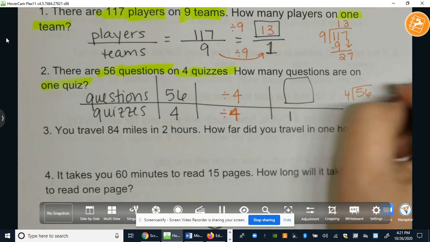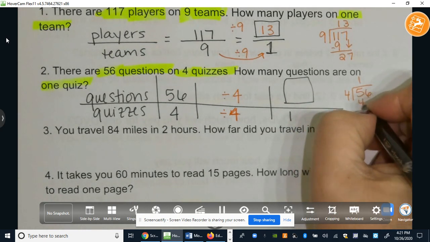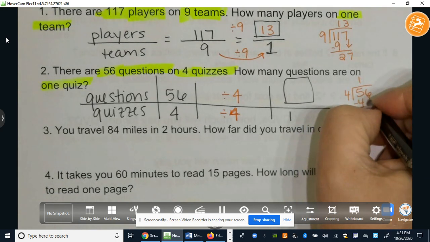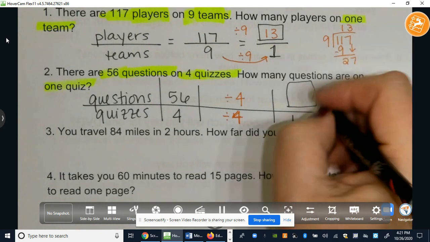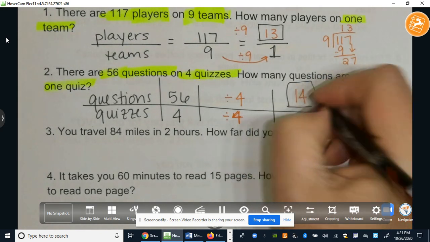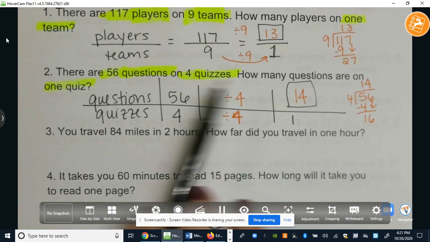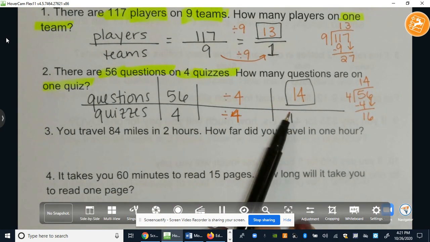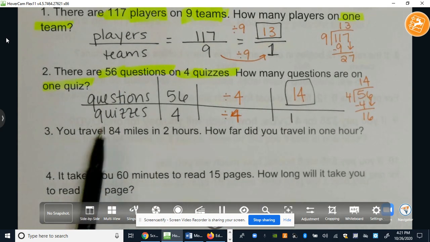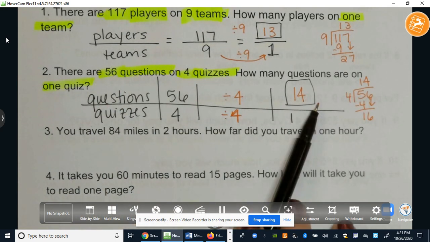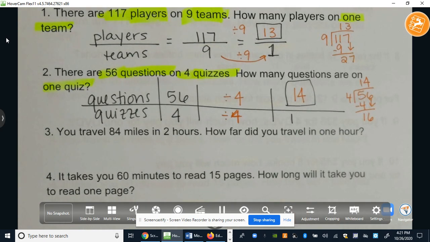56 divided by 4, 4 can go into 5 one time. With 1 left over, bring down my 6. 4 can go into 16 4 times, which gives me 16 exactly. So my answer would be 14. There's 14 questions for 1 quiz, and the ratio still stays the same. Okay?